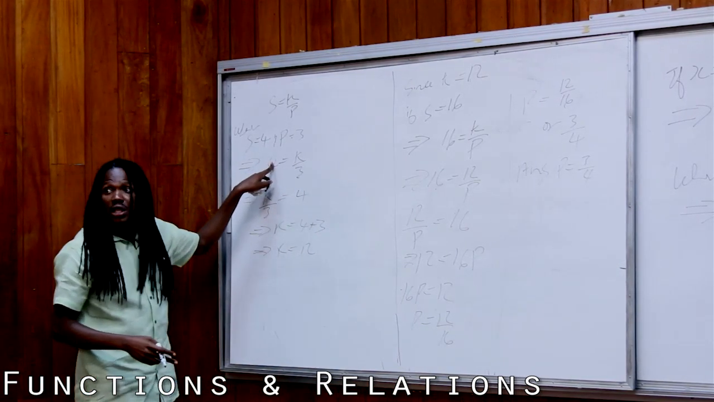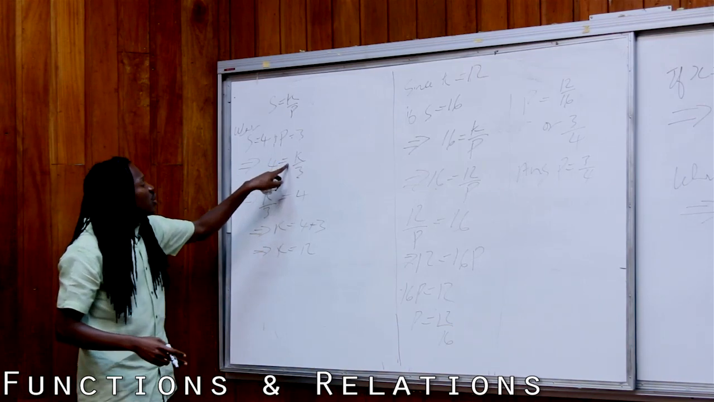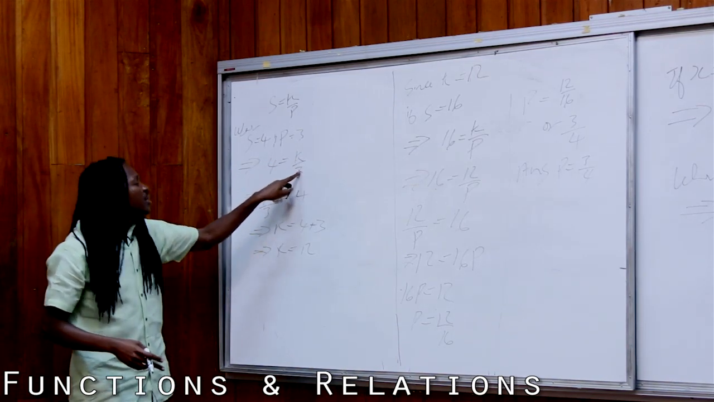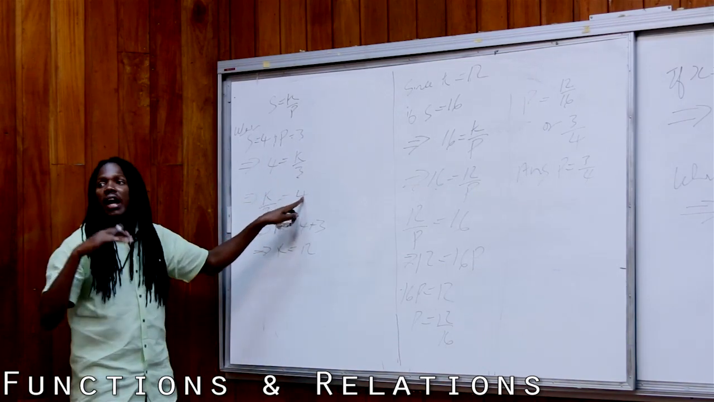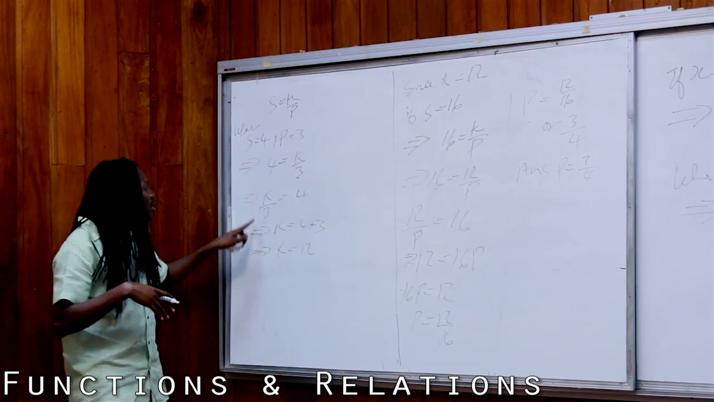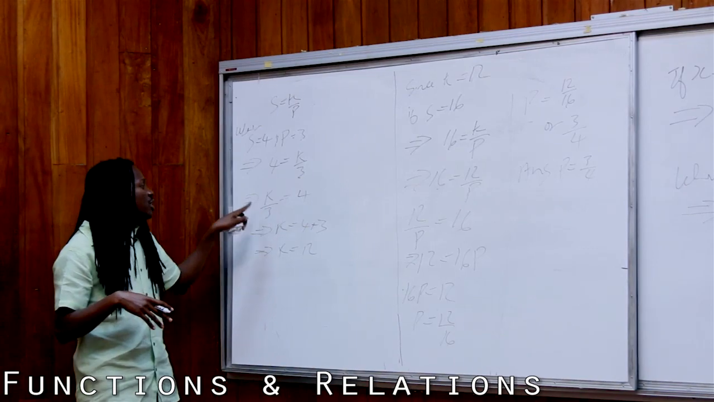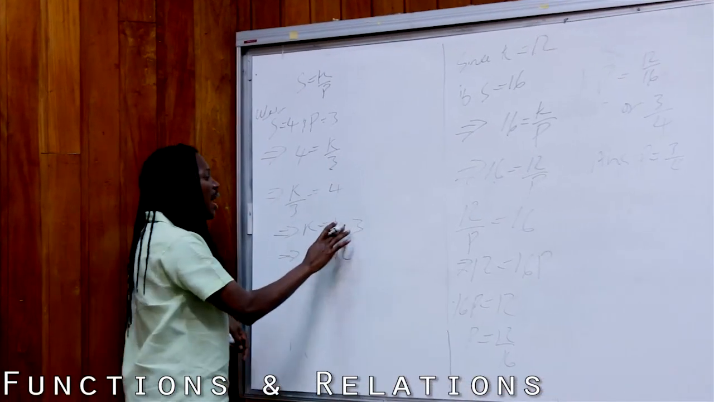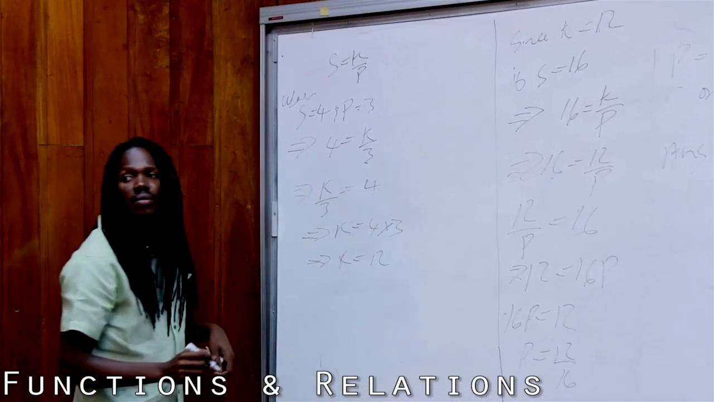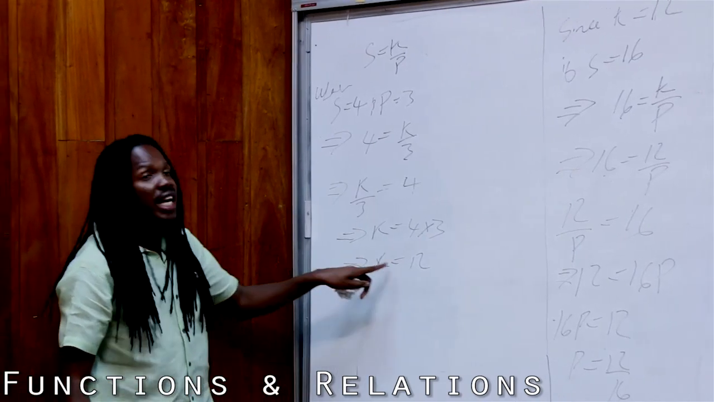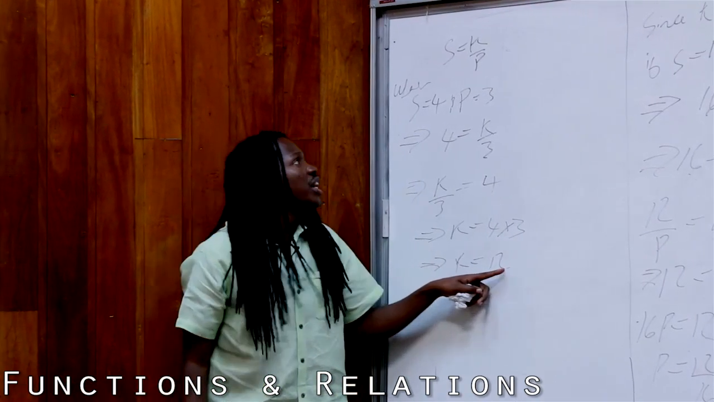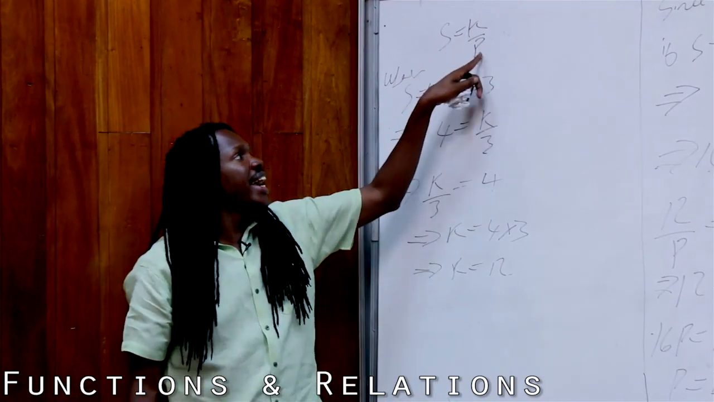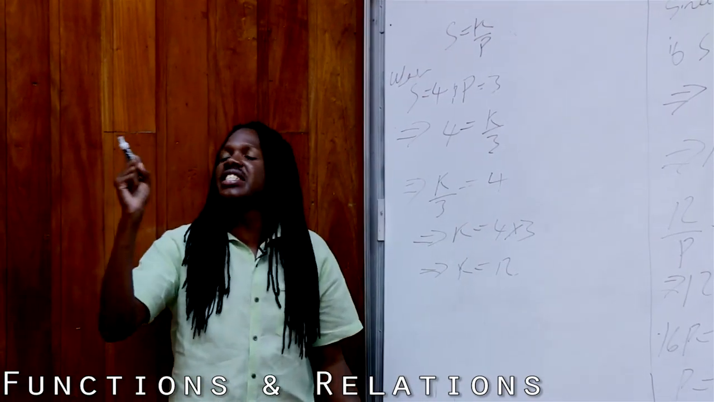Since S, which is 4, equals k over 3, then it implies that k over 3 equals 4. Get the k over this side. Therefore 3, which is a divide, comes over here as a multiply. And so k is equal to 12. So in the formula S equals k over P, we know that k is equal to 12.